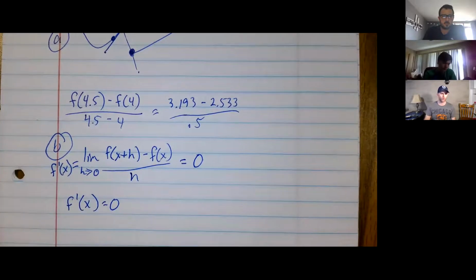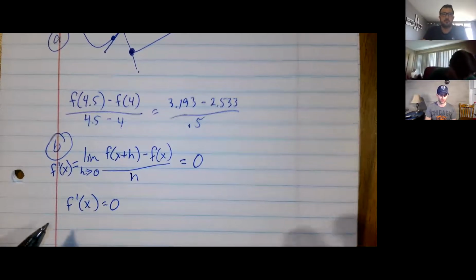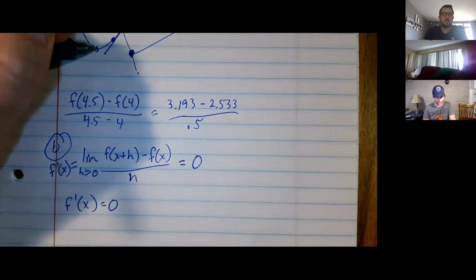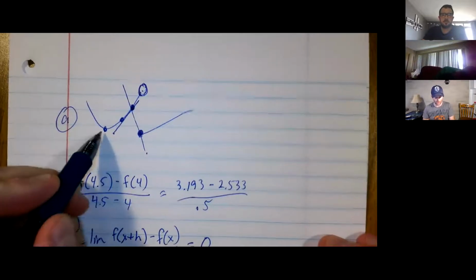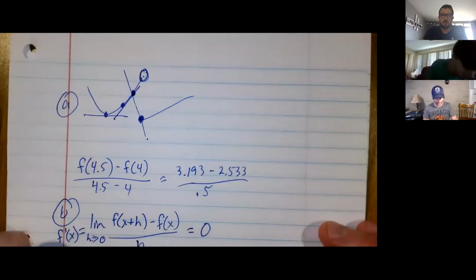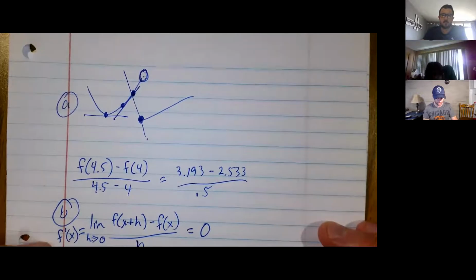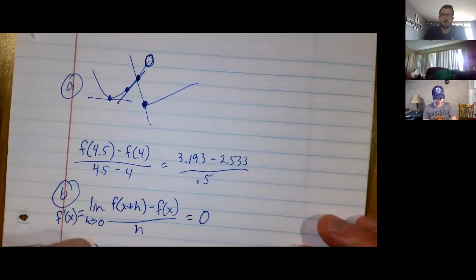And remember that you are told that this is a graph of f. So if this is a graph of f, we are asking when is the slope of the tangent equal to 0? And the slope of the tangent is equal to 0 right here at x equals 2. So at x equals 2, f prime of x equals 0.